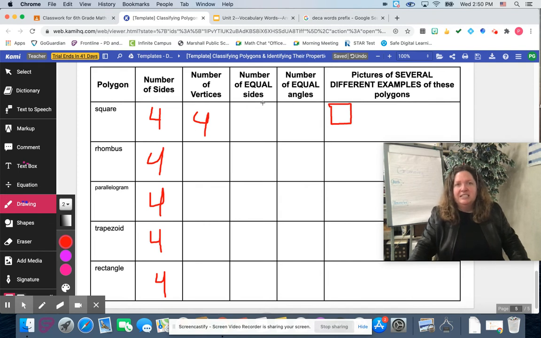Those points are the vertices. Now, how many equal sides does a square have? Hopefully you can figure that out. How many equal angles does the square have? Hopefully you can figure that out. Pause and come back and see if you agree with me.